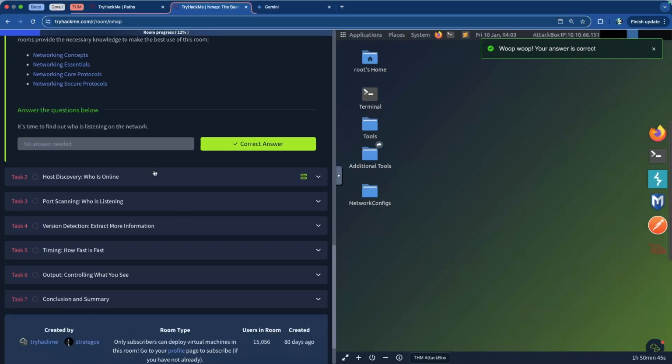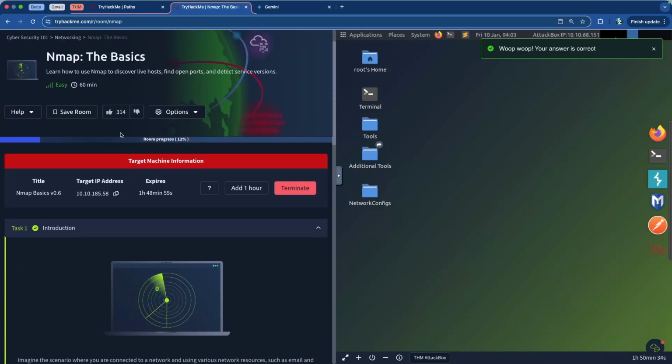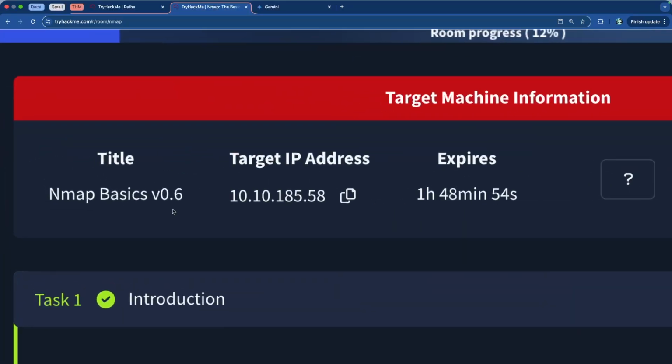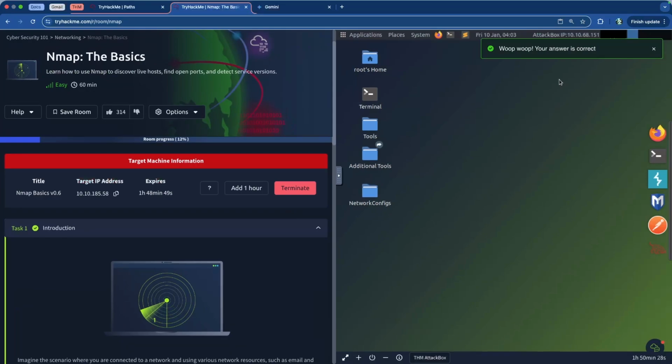So we are ready to go, and the virtual machine has already started. My attack box is up and running. If you have access to TryHackMe, you can use OpenVPN and your own computer to be able to attack the virtual machine that would be over here. So we've actually been given a virtual machine. This is our target machine that we're going to be scanning, and then the attack box that we have over here is a completely different IP address that we're going to be using to run this.